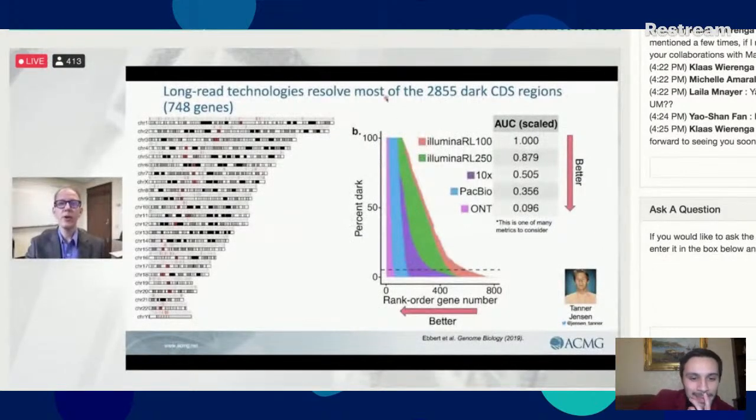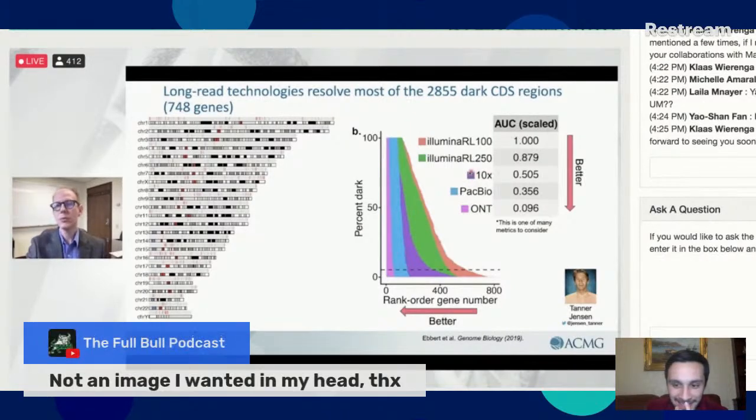So again, looking at just the regions that are at least 5% dark in coding regions, so those genes. If we take Illumina, or excuse me, no, this is genome-wide. This is all of the dark regions. We take the Illumina reads as our baseline, and then we compare other long-read or long-range technologies. So 10x Genomics, their synthetic long reads are no longer available, but they were at the time. And then there's PacBio and Oxford Nanopore Technologies.